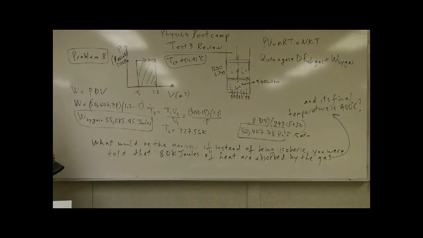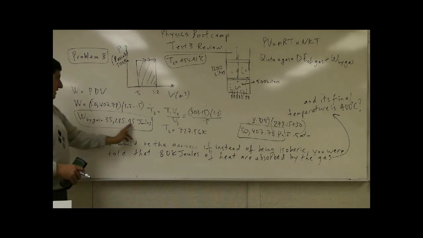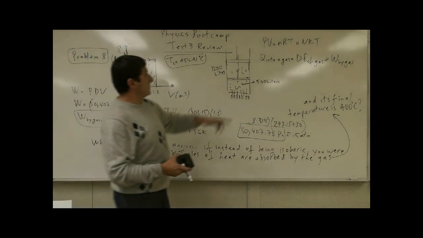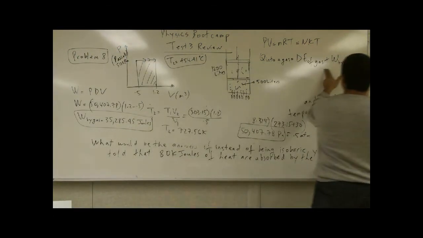So about 35 kilojoules, right? The gas does 35 kilojoules of work. And in regular joules, you have to have all these other numbers, 285.45 joules. Okay? Now we're going to start analyzing this one here.